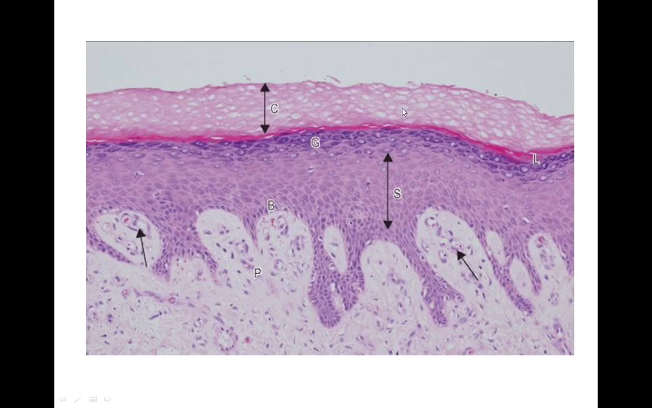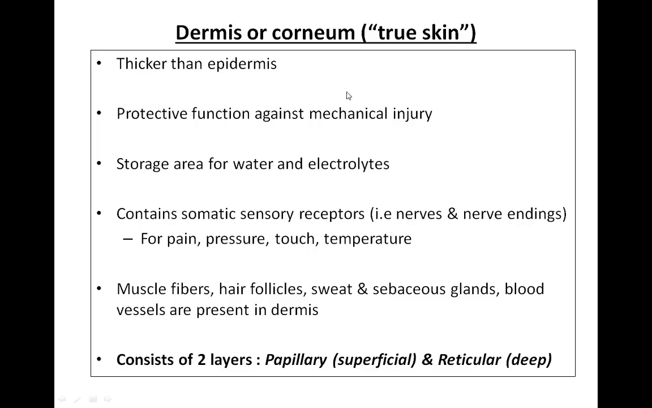This is our stratum corneum layer. Then dermis. So we have completed the epidermis. Now come to the dermis, also called true skin. It is thicker than the epidermis. It has a protective function against mechanical injury, acts as a storage for water and electrolytes, and contains somatic sensory receptors, that is, nerves and nerve endings.